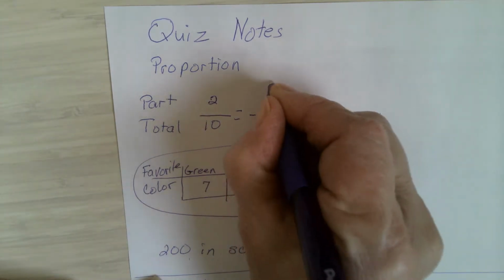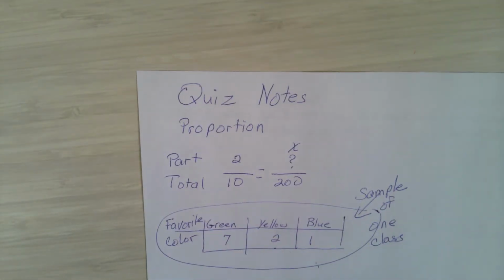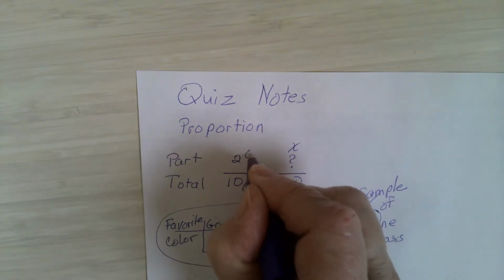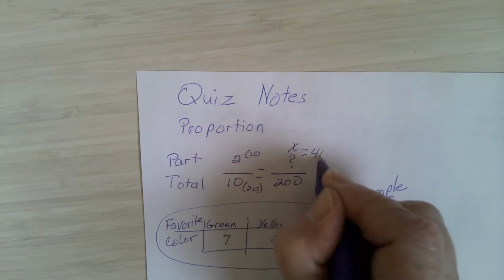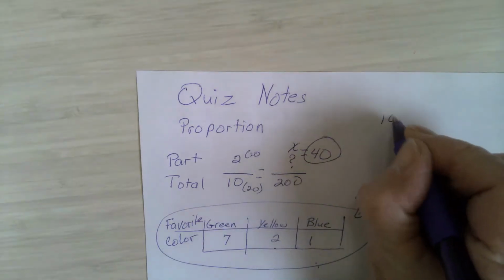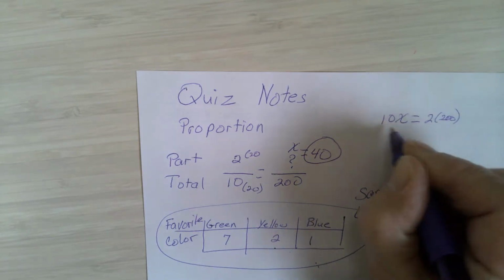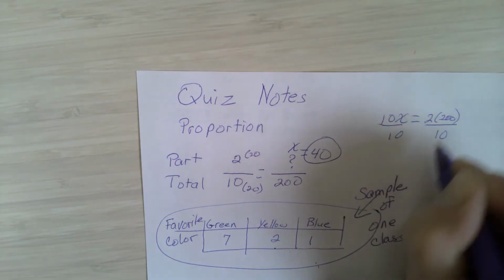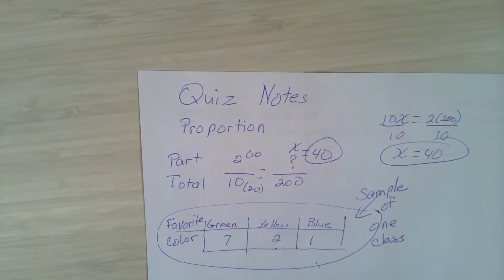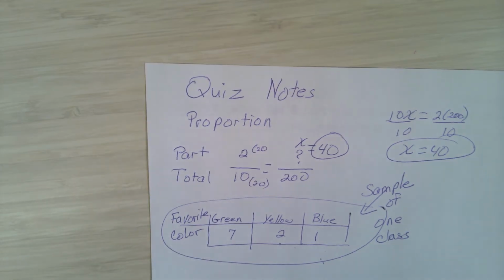This is your mystery number. We'll call it X. Now, this one is pretty easy. You don't have to do your cross products and divide. You can just say, oh, 10 times 20 is 200. 2 times 20 is 40. Your mystery answer is 40. Now, if you didn't know how to do that, you would take 10 times x equals 2 times 200, divide both sides by 10, and you would get x equals 40 for that problem. So that's how you're going to do the problems when it asks for a proportion, or it indicates that you want to use a proportion.